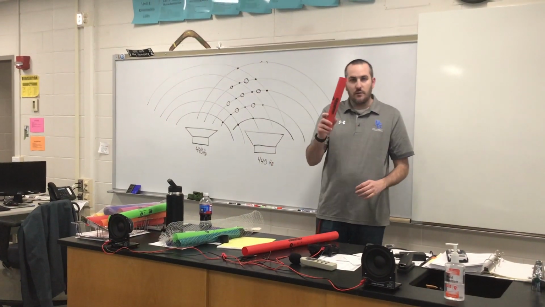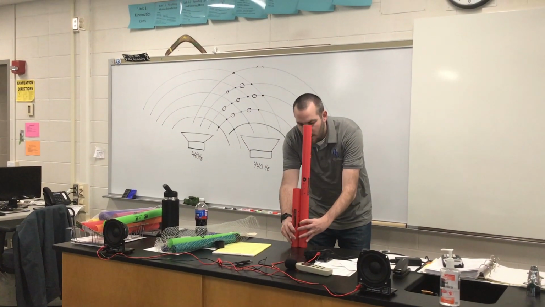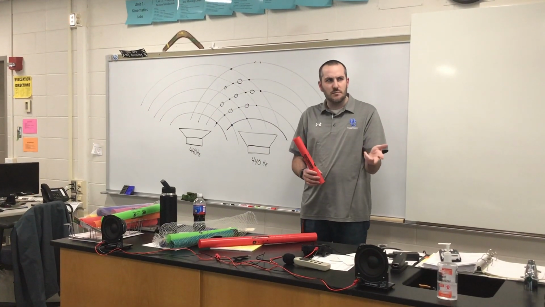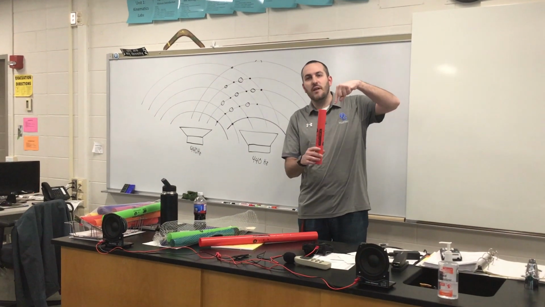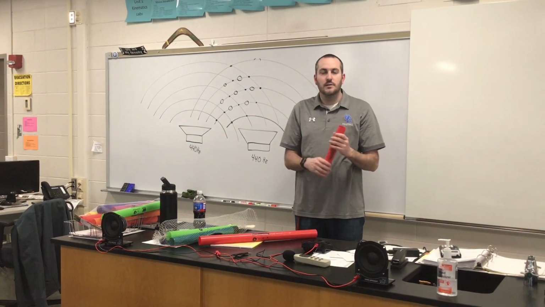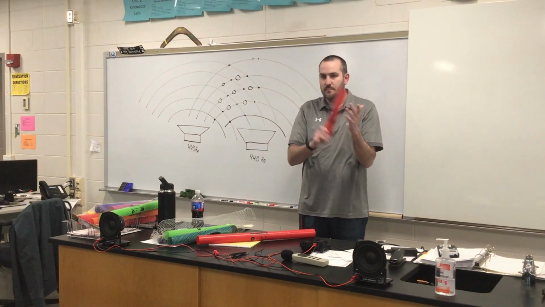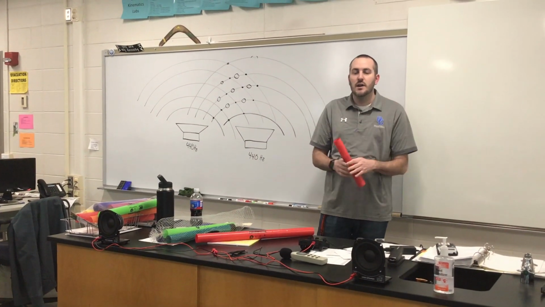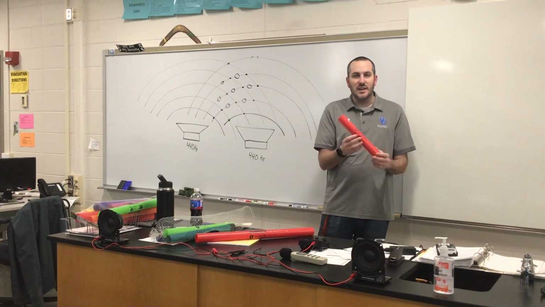Now, when I grab a different length one, we have the speed of sound: velocity equals frequency times wavelength. The wavelength is going to be shorter, so the frequency is going to be higher. So when I hit a shorter tube, it makes a higher pitch. So that is the concept of a standing sound wave.